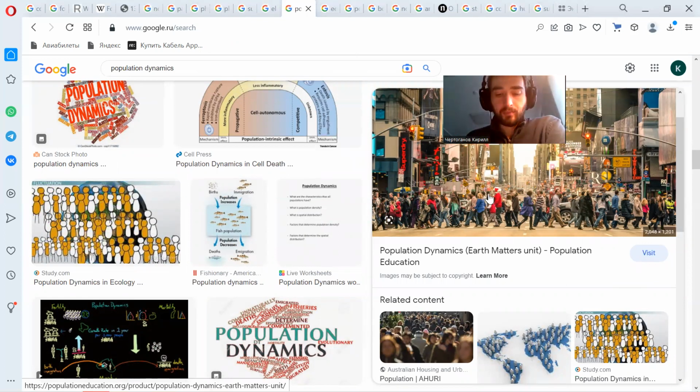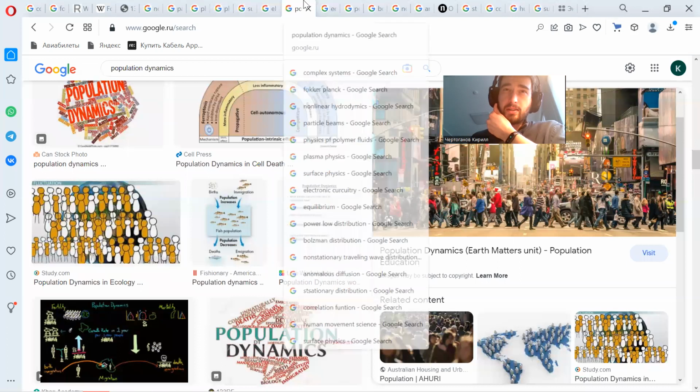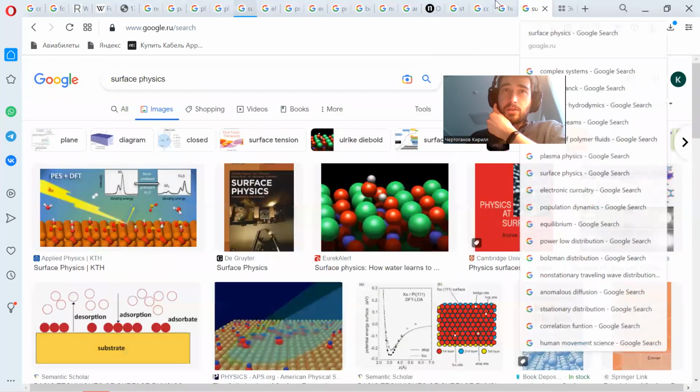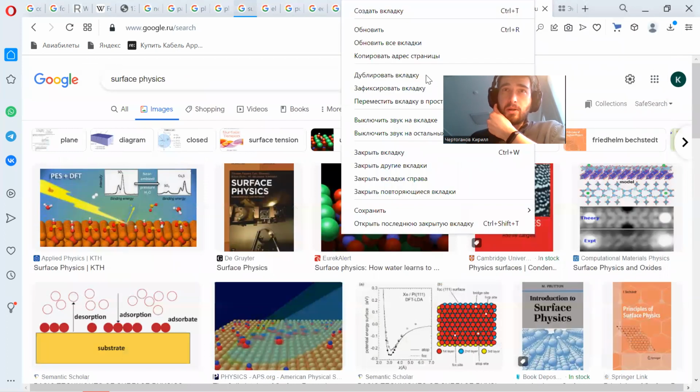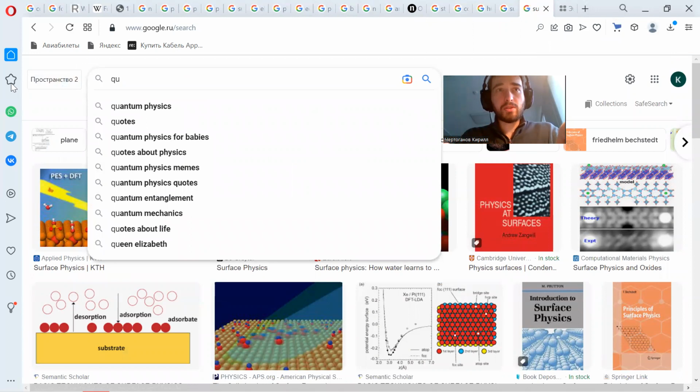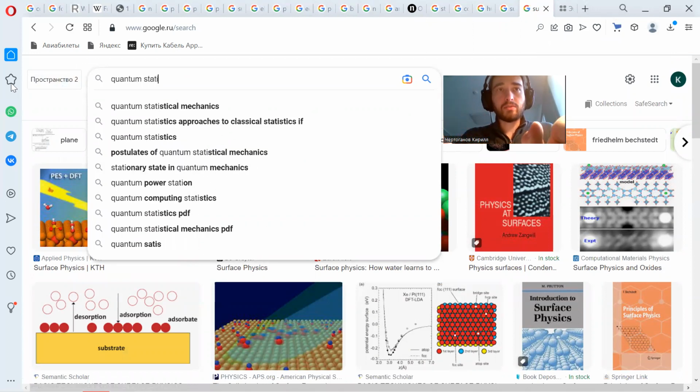And maybe one example, as I said before, quantum statistics, is a little bit complex. Let's see, what is it about? Quantum physics, quantum statistics.